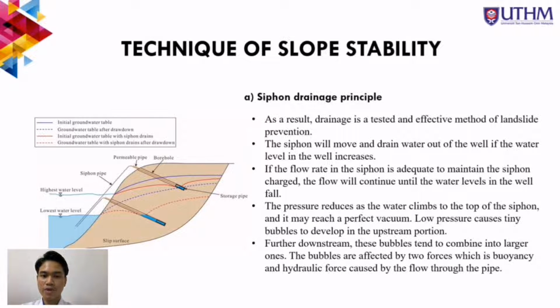I will explain about the technique of slope stability. Basically, our project chose two drainage methods, which are the siphon drainage principle and the electropneumatic drainage principle.